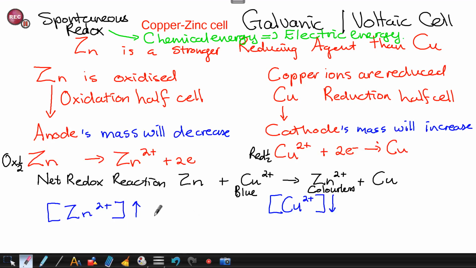My next big question is, what will happen to this blue color of the copper sulfate solution? As this reaction takes place, what happens to the blue color? It will get lighter. Because the copper 2+ ion concentration is decreasing, the blue color will fade. It will get lighter blue.